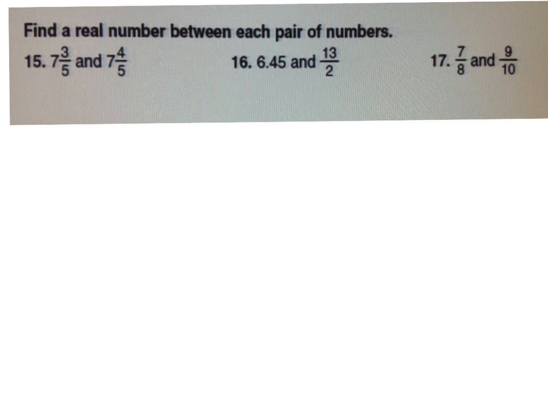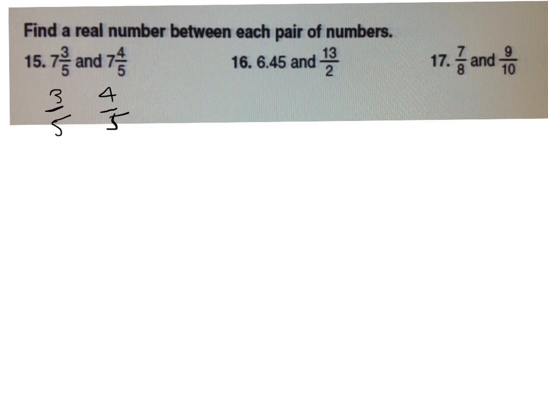All right, this says find a real number between each pair of numbers. So there's something called the density property that says that if you have 2 real numbers, you can always find another real number in between them. No matter what they are, there's always something in between them. So let's look at example 15. 7 3/5 and 7 4/5. Well, we don't need to consider the whole number 7, but we need something between 3/5 and 4/5. Well, there's several different strategies for trying to find something in between.